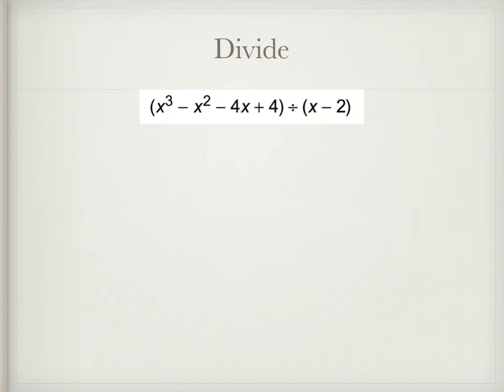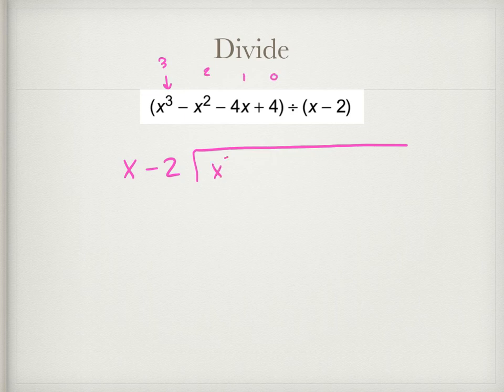What goes on the outside? X minus 2. And then before we write this on the inside, we want to make sure we start with x cubed. So we have 3, 2, 1, 0. So we're good. So we put that in our box: x cubed minus x squared minus 4x plus 4. Where do we start?